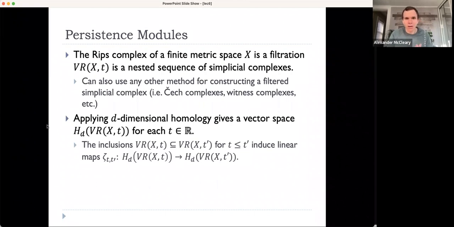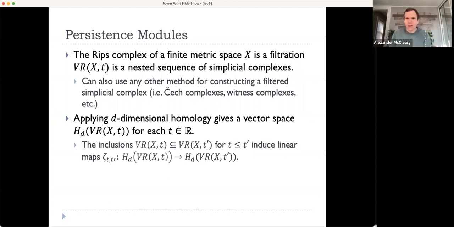Okay, so now if we apply homology to this filtration, what are we going to get? So homology takes a simplicial complex and gives us a vector space. So when we apply homology to this filtration, what we're going to get is a sequence of vector spaces. Before we had a simplicial complex for each t in the reals. Now we're going to get a vector space for each t in the reals. But we had more than just a sequence of simplicial complexes. We had that the simplicial complex at scale parameter t included into the simplicial complex at scale parameter t prime, whenever t was less than or equal to t prime.